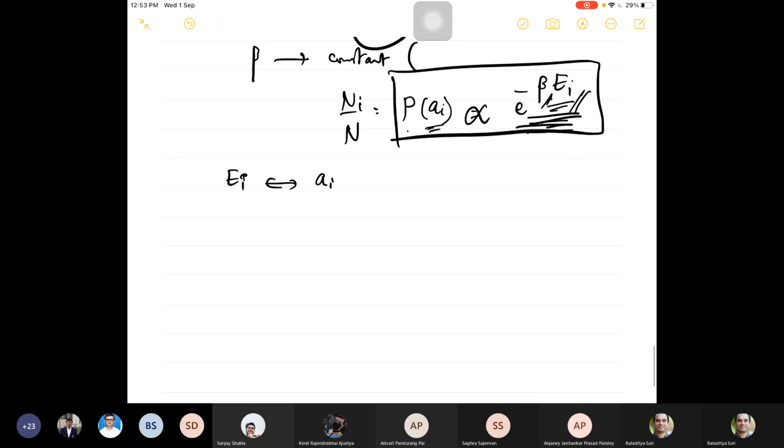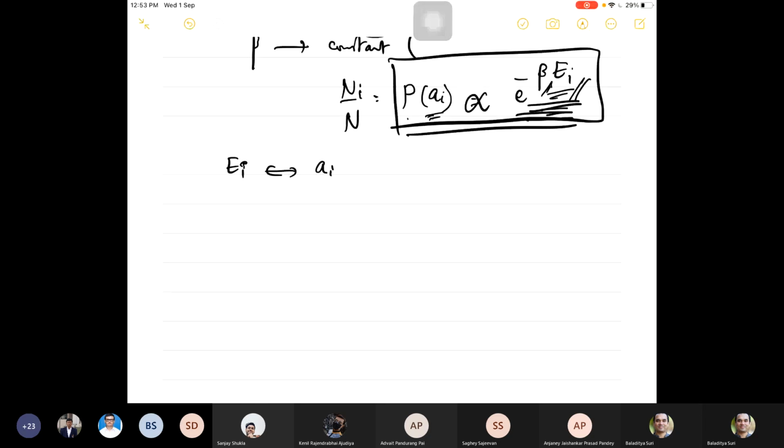So what we saw here was that the probability that the system is in a state AI is a function only of its energy, Ei, and no other factor. And of course, this beta is just related to the temperature.